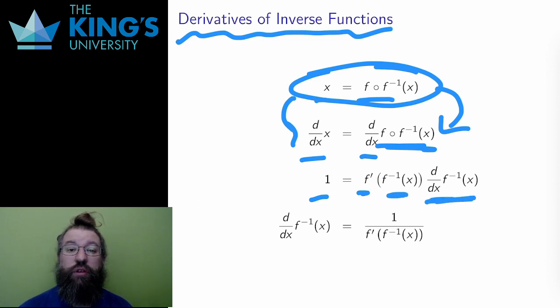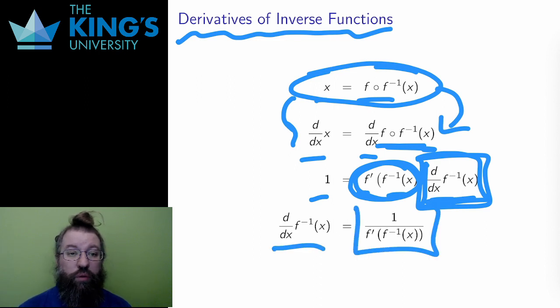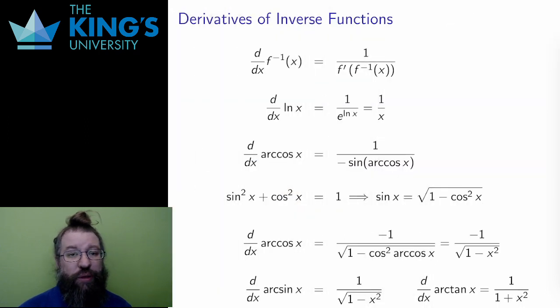Then I can solve for the derivative of the inverse. All I need to do is divide by the other term on the right. The result is that the derivative of an inverse function is 1 over the composition of the derivative of the original function composed with the inverse function. This is a bit complicated, but let me show you briefly what it means in some examples.